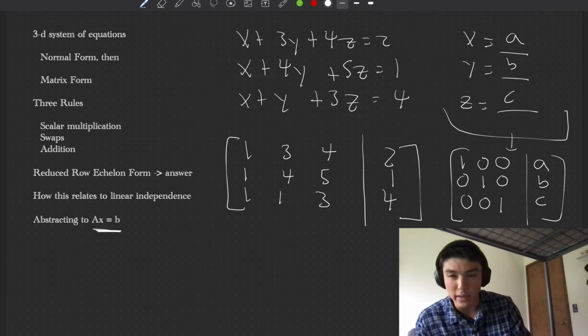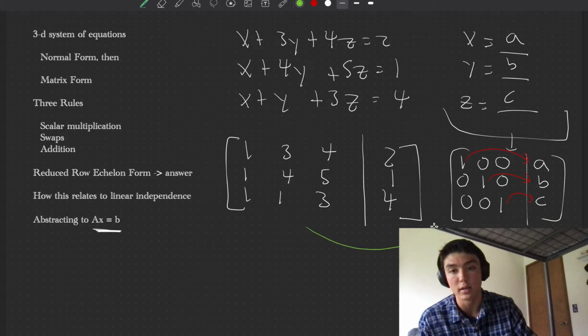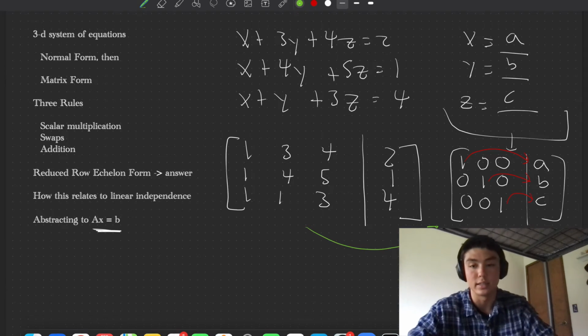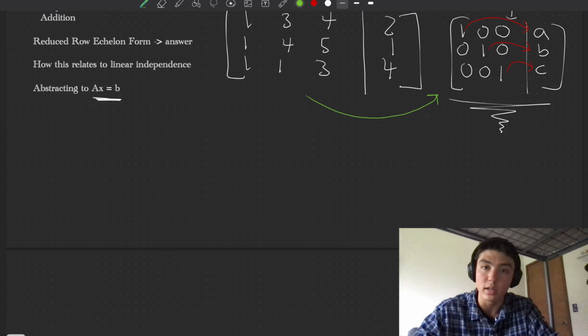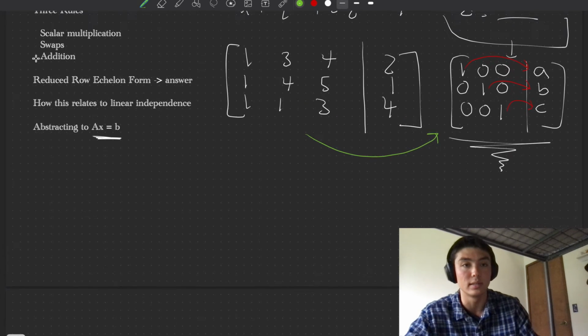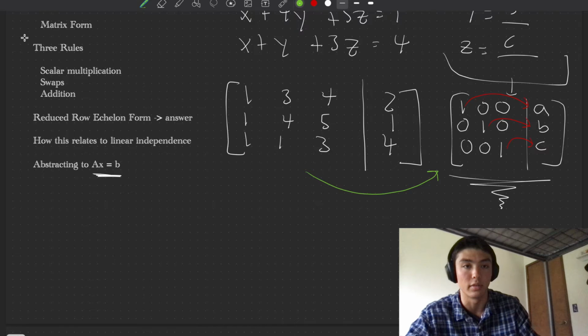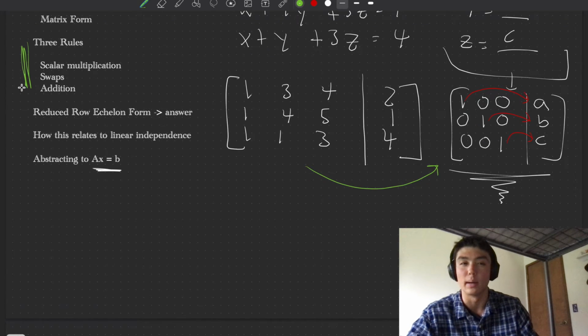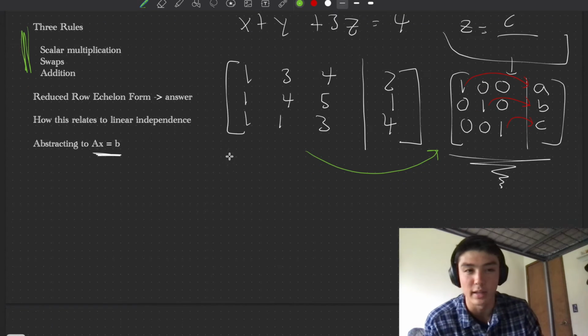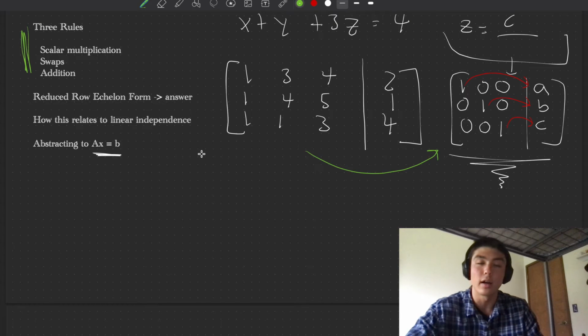Those are ultimately going to be our answers. So if we can get our matrix to look like this, then we know that our x is going to be whatever a is, our y is going to be whatever b is, and our z is going to be whatever c is. So the question is, how do we get from here to here? That is the essential question. And to do that, we're going to use 3 rules, and you can see them right here. These are our 3 rules. But let's explain where they come from, because I think a lot of times in class, they just give you these 3 rules. But let's talk about where they come from.